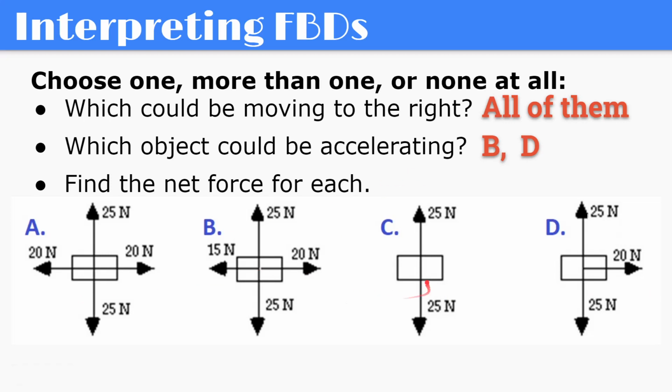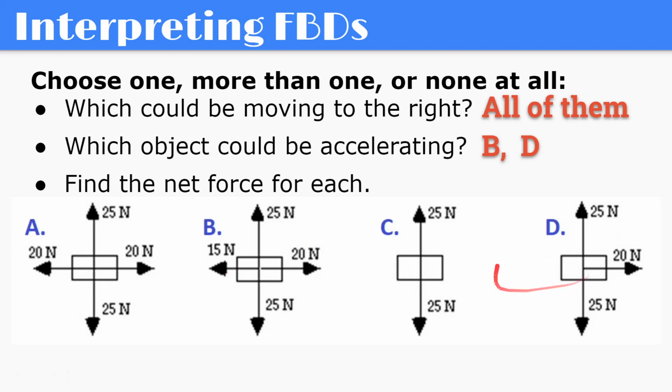A and C could be at rest. They could both be moving at constant speed. We don't know. They don't even have to have the same constant speed. But we don't know whether or not A is moving. We don't know whether or not C is moving. We do know that if they're moving, that they're moving at constant speed. Okay, that's what we know.